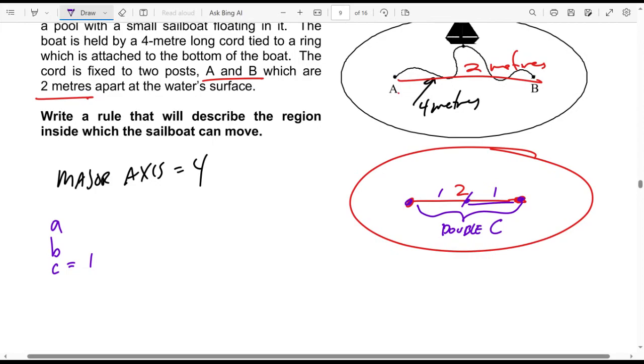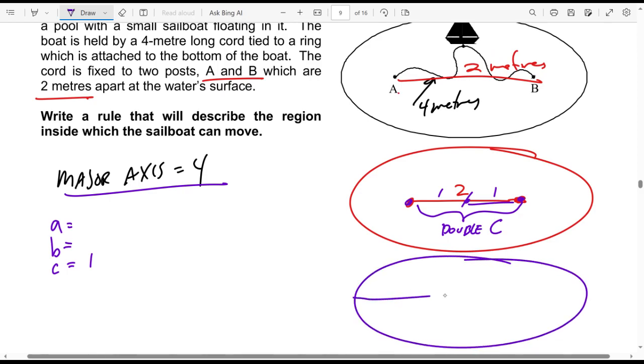Okay. The fact that 4 meters is the length, so that means major axis is 4. So if major axis is 4, what did they actually just give me? Think about that one for a second. If I draw this again, and they're saying that distance there is 4 meters, what did you now just get?